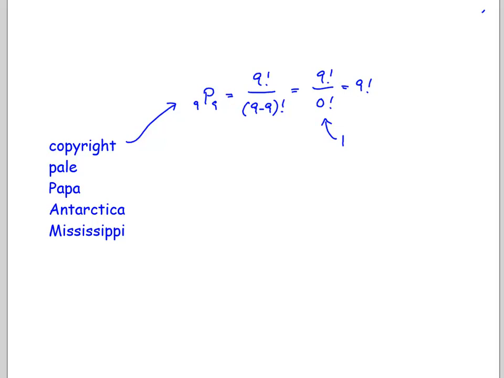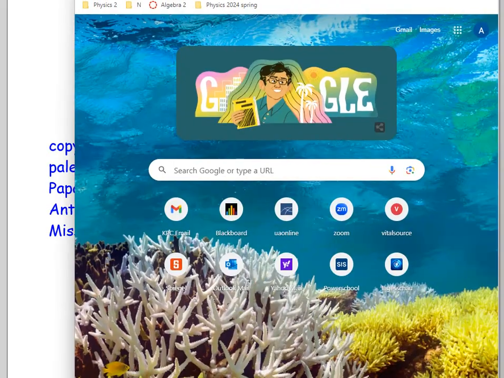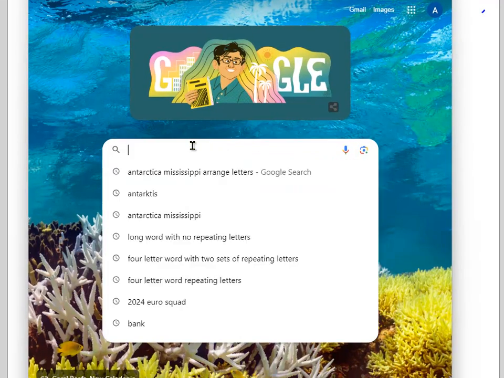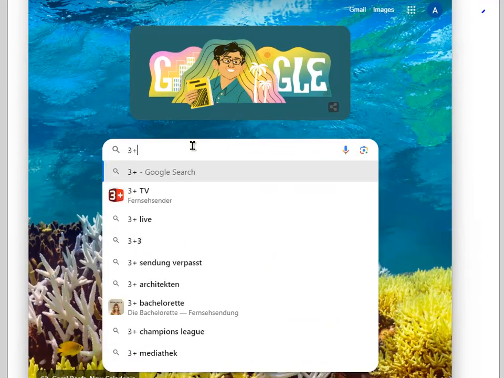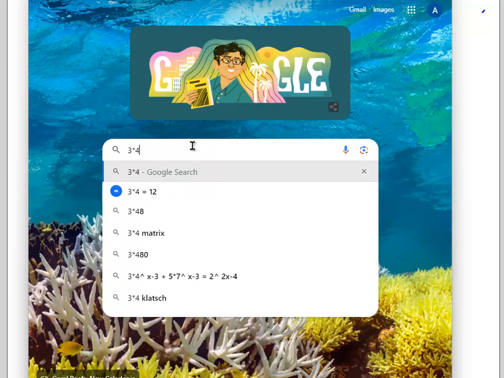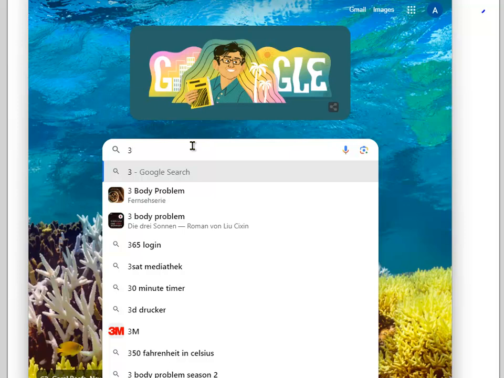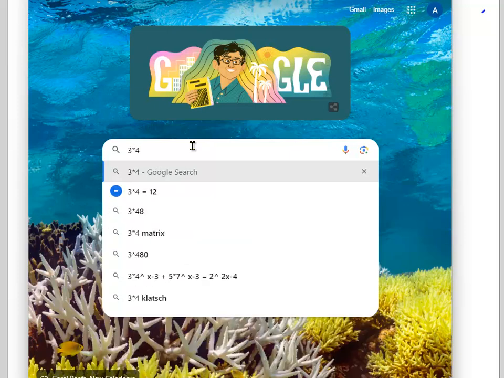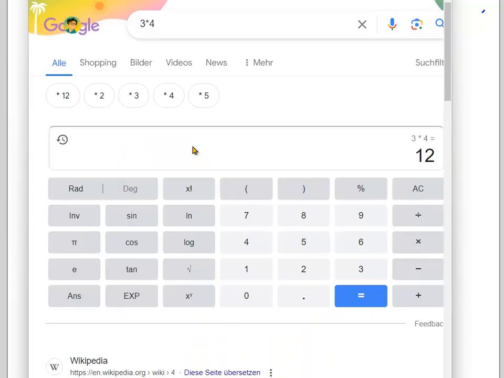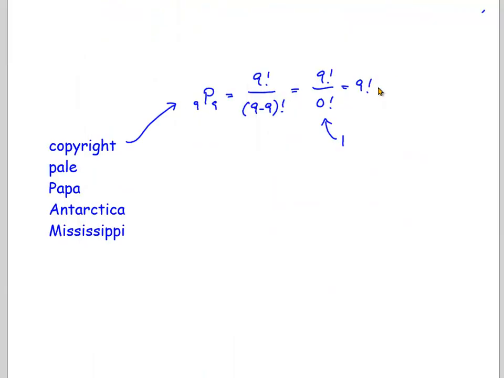I'm going to turn on the calculator again. I used my own calculator earlier, but here's the Google calculator. So here we go, we have 9 factorial. There it is: 362,880. We did have that before.